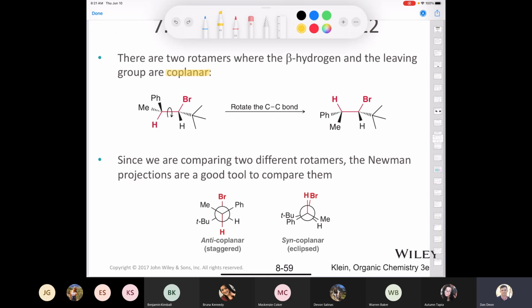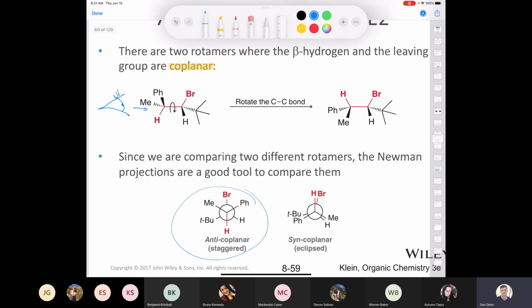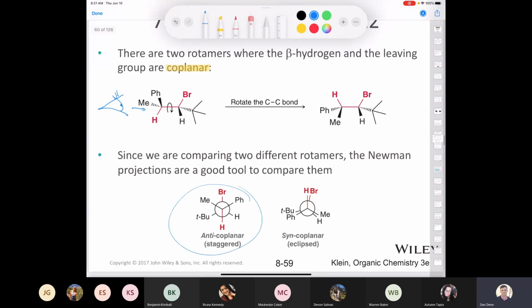But if you look at the Newman projection, if you look down this carbon-carbon bond, you would see this. And you would see that the bromine and the hydrogen are anti to one another. And we say that they are anti-coplanar or anti-periplanar, and I'll explain what periplanar means in a few minutes. But either way, you see that they are anti to one another. You remember syn and anti and staggered and eclipsed and all that stuff. Well, they're anti to each other.